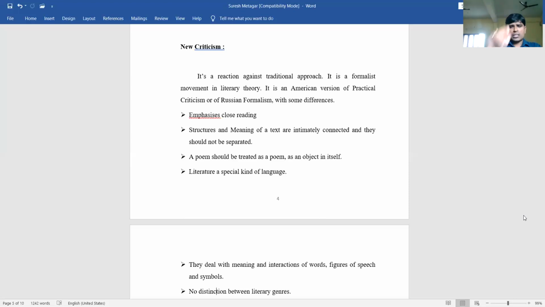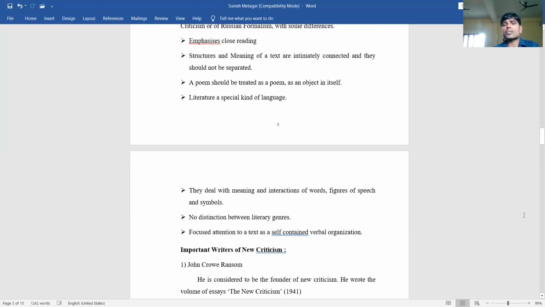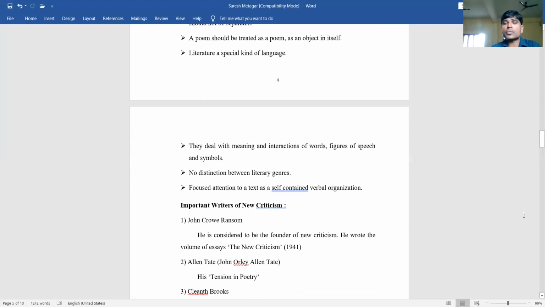And even new critics, like formalists, consider literature as a special kind of language. If you analyze that language, you will get meaning, according to new critics. So they deal with meanings and interactions of words, figures of speech, symbols, images, and such kind of things. If you attentively analyze these things, you will get proper meaning from that text. That is how new critics say.